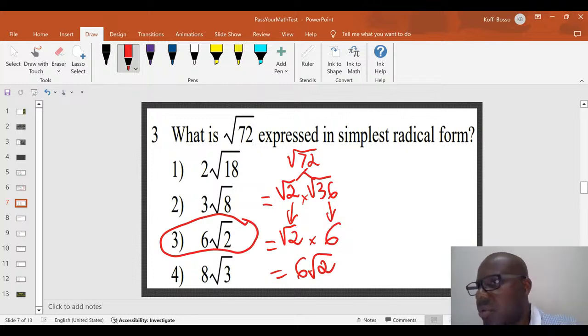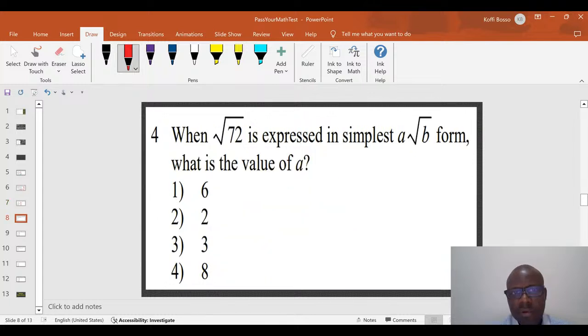Any questions so far? No questions, right? Okay, so I think everything is understood. So the next question, question number 4. Let's see how we can solve this. One of the challenge questions.